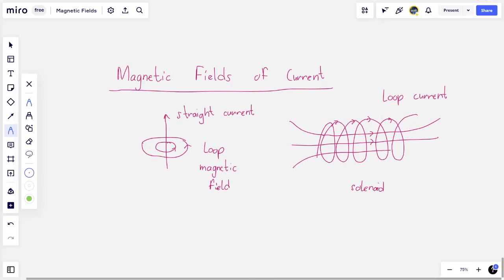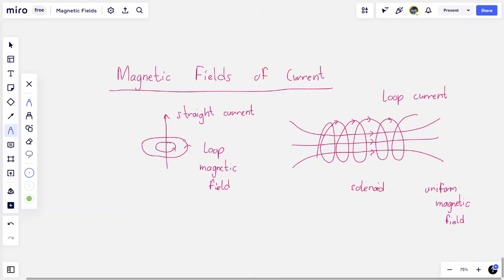So inside a loop of wire, the field lines are uniform. And so we'll just write this as, instead of straight field lines, uniform magnetic field. So anywhere inside the loop, the flux density is constant and the flux density direction does not change. It's always left to right in this case.